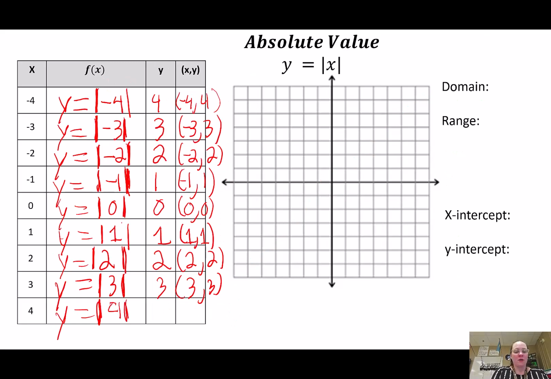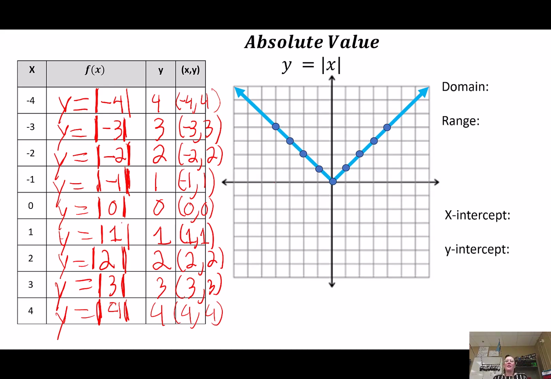Plug in 4. All right, so I have my points. So 4, negative 4, right? Or sorry, negative 4, 4. So go left 4, up 4, negative 3. So notice this one makes kind of a V shape. Absolute value is always going to make a V-shaped graph.